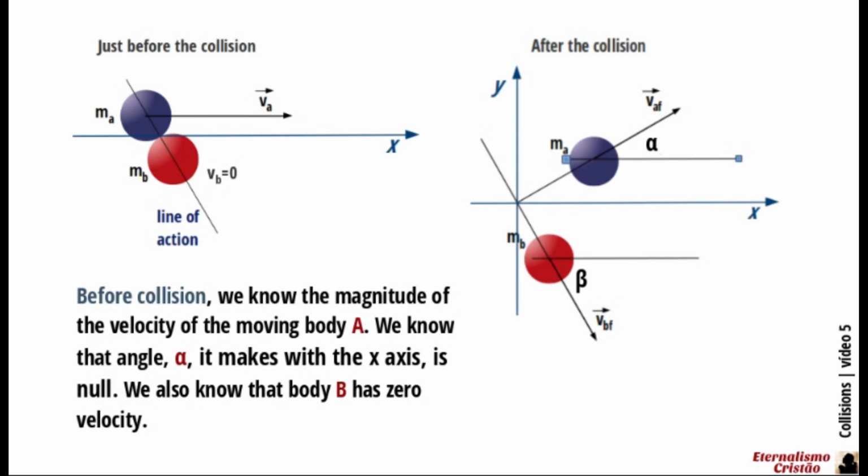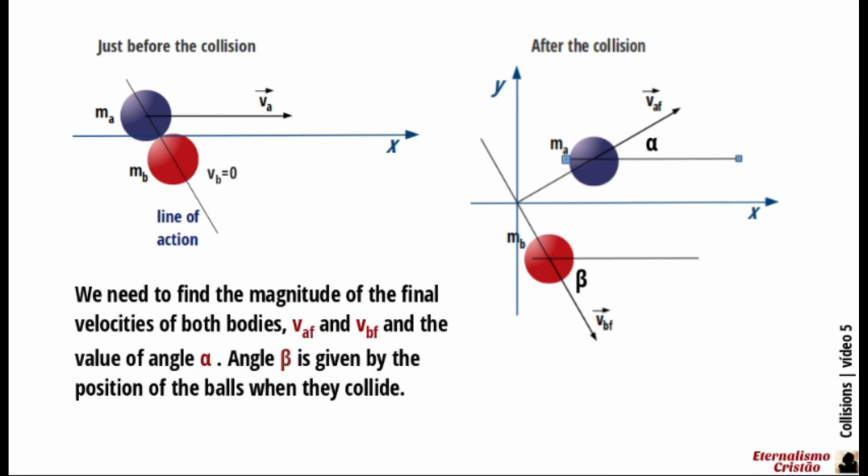Before collision, we know the magnitude of the velocity of the moving body A. We know that angle alpha, it makes with the x-axis, is null. We also know that body B has zero velocity. We need to find the magnitude of the final velocities of both bodies, VAF and VBF, and the value of angle alpha. Angle beta is given by the position of the balls when they collide.